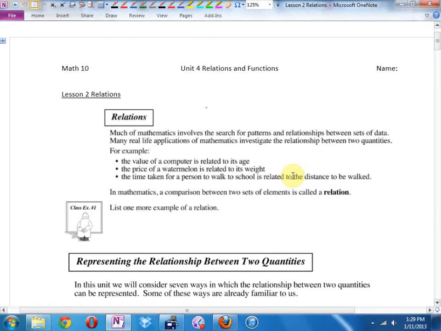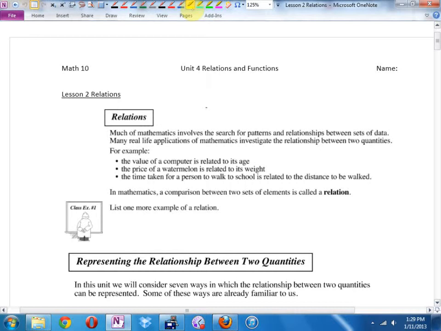So much of mathematics, it says, involves the search for patterns and relationships in sets of data. Many real-life applications of mathematics investigate the relationship between two quantities. For example, the value of a computer is related to its age. As your computer gets older, what happens to its overall value? Gets lower. This would be an example of where one gets bigger, one gets smaller. Age gets bigger, value gets smaller.